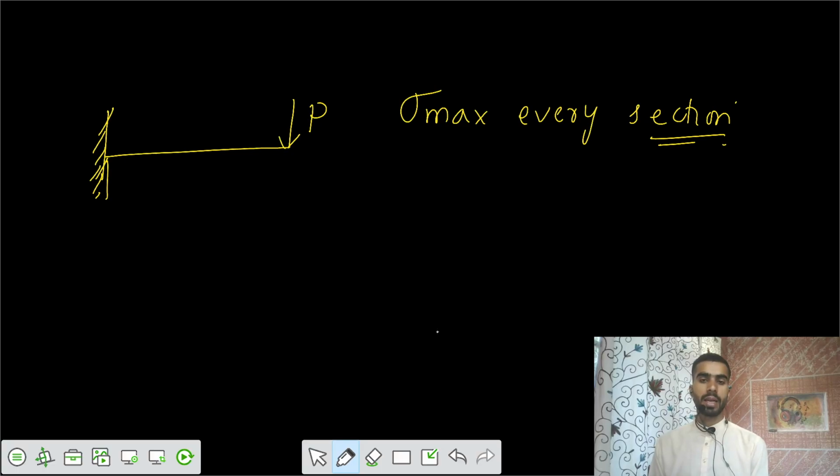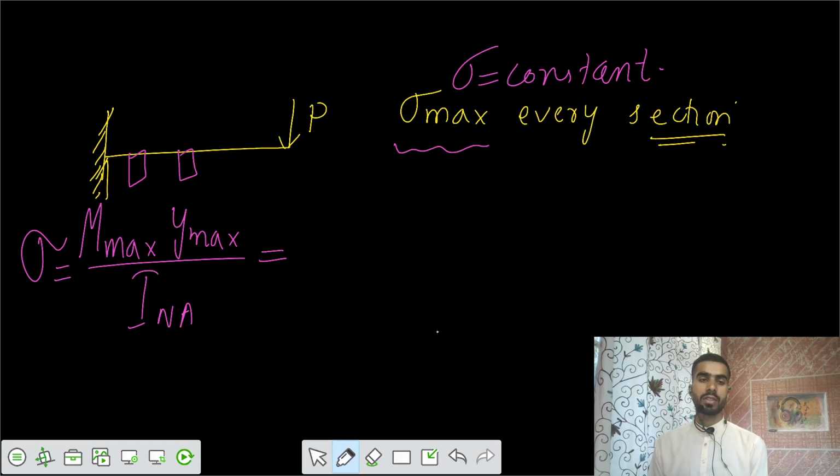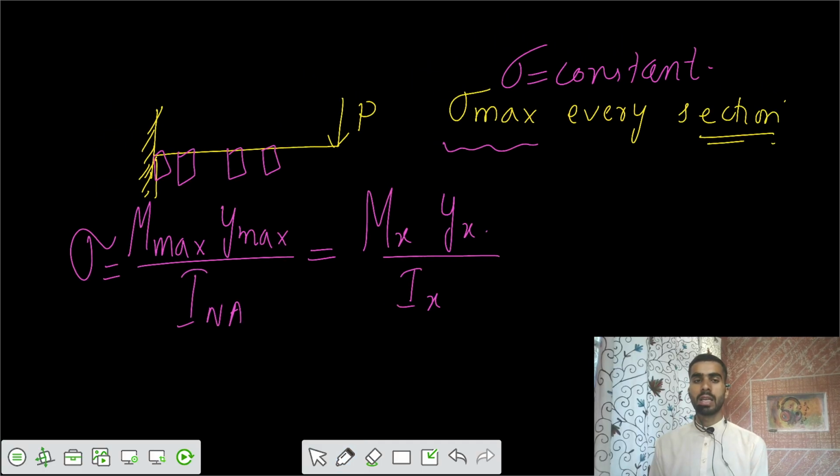What is the equation for bending stress? We know that bending stress equals moment into y max by I neutral axis, and we want it to be sigma. Sigma should be constant. If you want sigma to be constant, then at every section we want the stresses to be the same. That is stress sigma, so we have M at any x, y at any x, and I at any x.